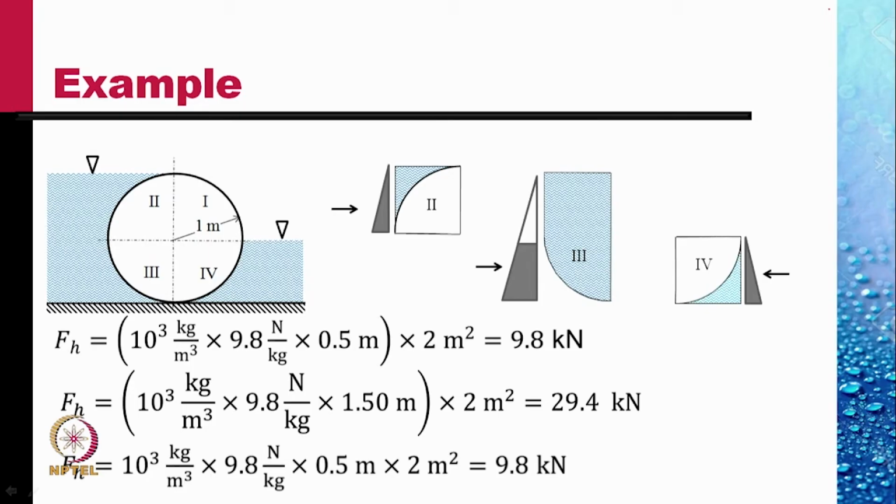The first two are to the right and the last one is to the left. We can add up to find out the total force on this circular cylinder gate of 2 meters depth normal to the screen.